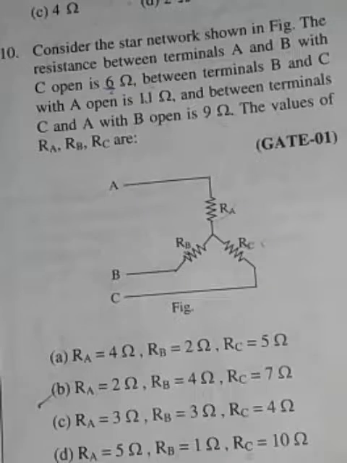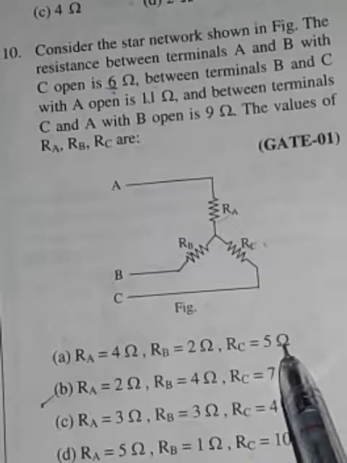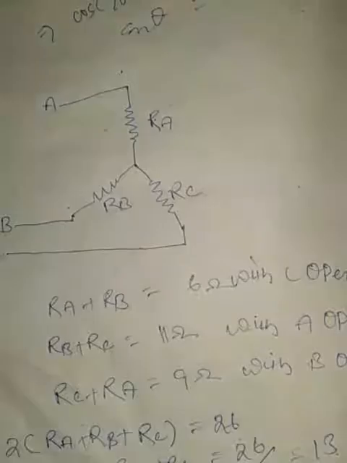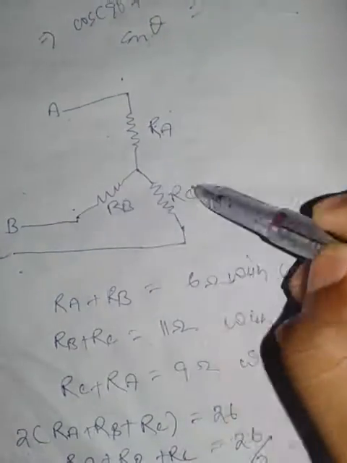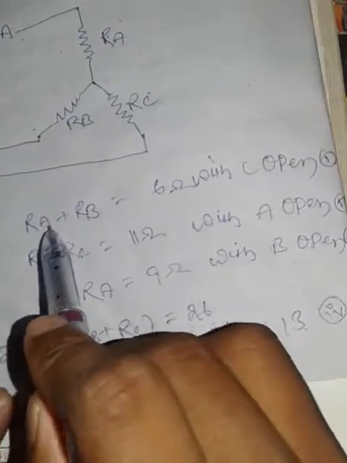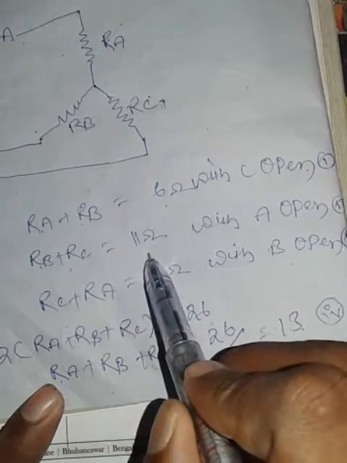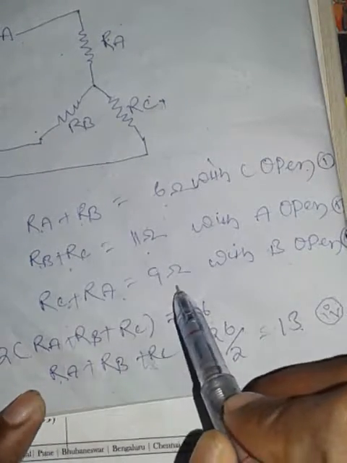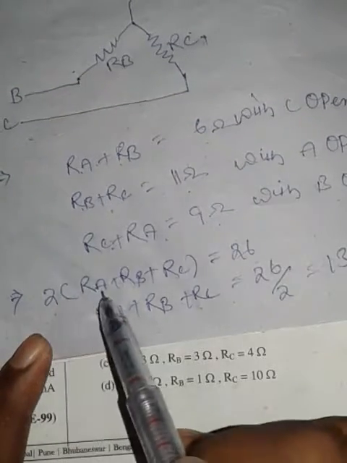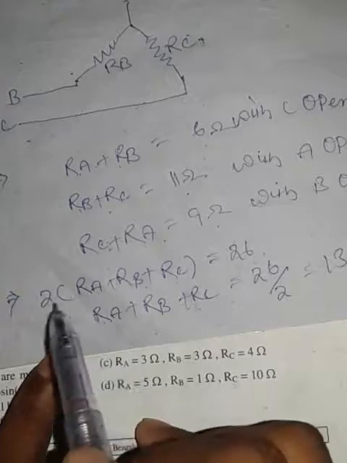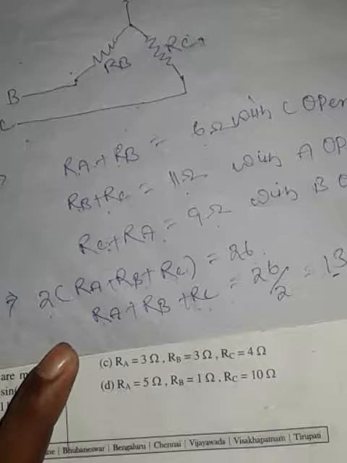So we will calculate for the answer. Option A is given as A 4, B 2, C 5. So we will solve for that. So this is the question. Say three terminals A, B, C and RA, RB, RC. They have given that RA plus RB is equal to 6 ohm when C is not there, RB plus RC is 11, RC plus RA is equal to 9 ohm. Finally we add all the equations. So we get 2 times RA plus RB plus RC is equal to 26. So RA plus RB plus RC is equal to 26 by 2, which is 13.